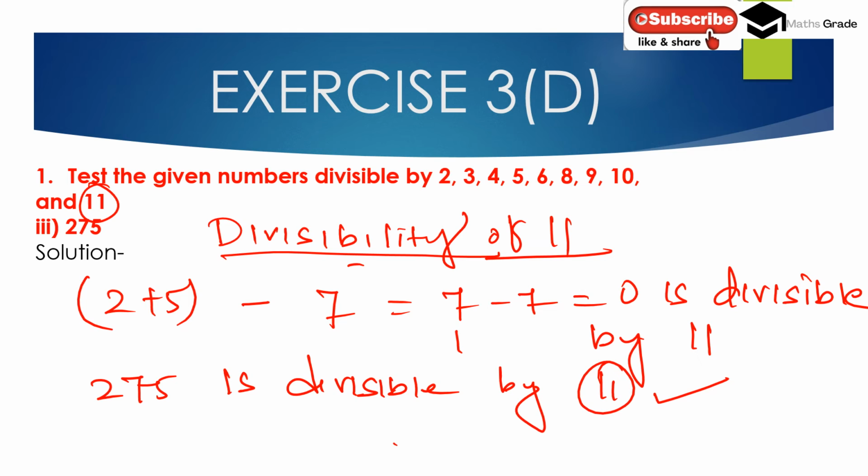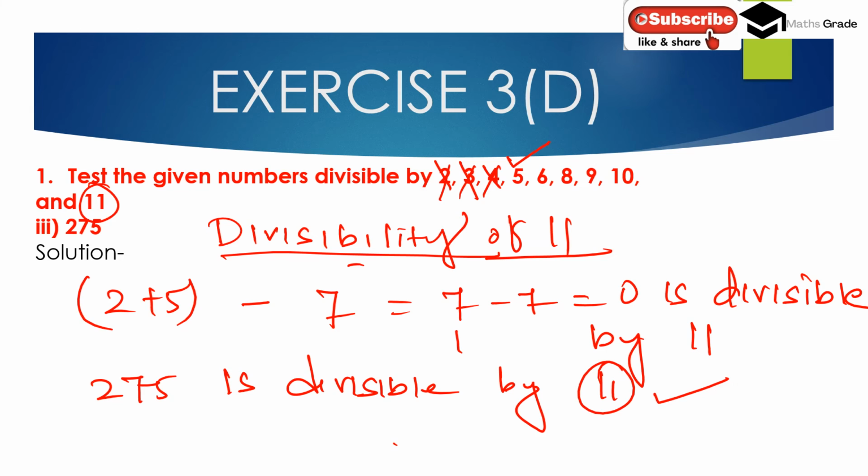Now it is found that 275 is not divisible by 2 because the unit place digit is 5, which is not divisible by 2, and the sum of digits of the number is 14. 14 is not divisible by 3. So this number 275 is not divisible by 3. And the last two digits, 75, are not divisible by 4. So this number is not divisible by 4. And the last digit is 5, which is divisible by 5. So 275 is divisible by 5.